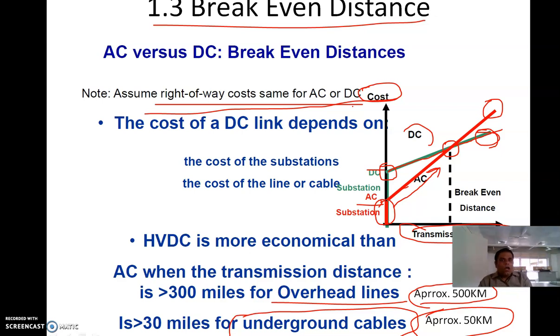Okay, so the break-even distance, remember, this is the takeaway from today's class. The break-even distance for HVDC is 500 kilometers or 300 miles roughly. That means if you want to transmit power beyond a distance of 500 kilometers, you can seriously give a thought to the HVDC line. Of course, the amount of power should be good enough to transmit. You cannot say that I am going to transmit only 10 megawatts. That will be a joke. So if you are transmitting good enough power, then at 500 kilometers and above, you should consider HVDC.